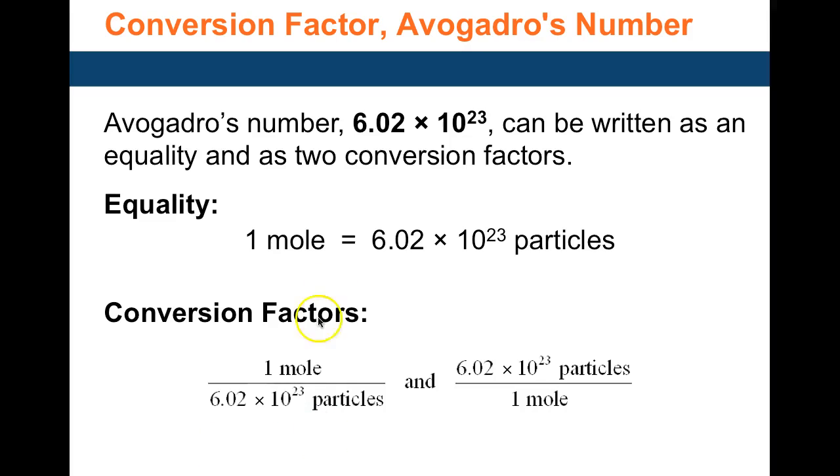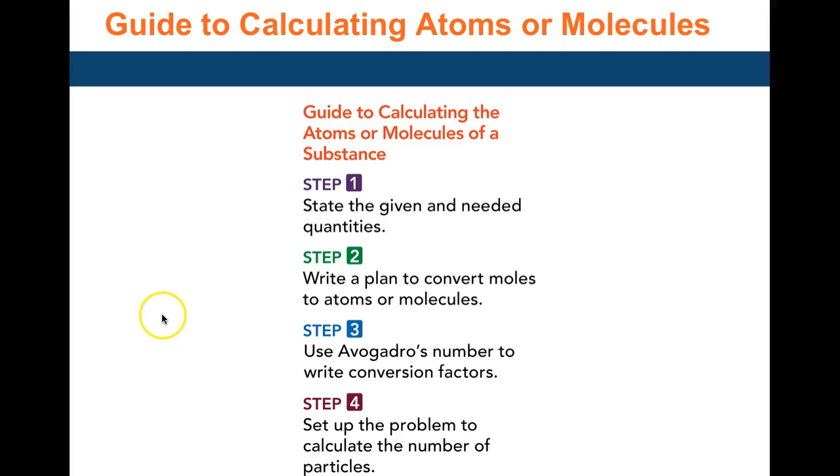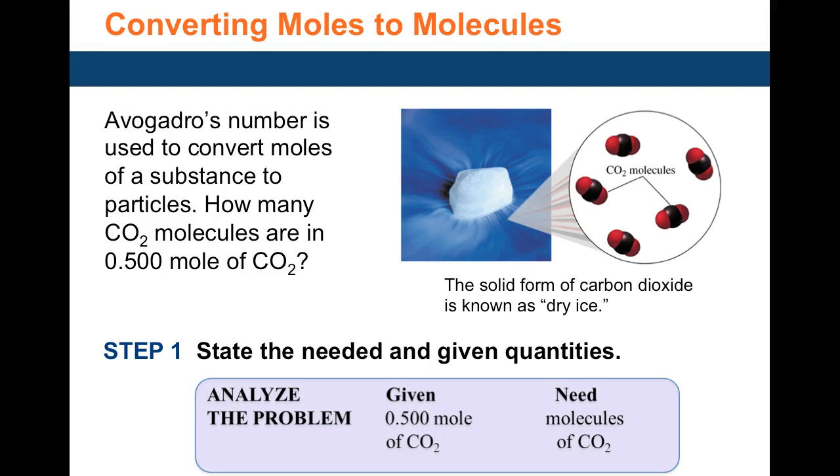All right, so mole can be used as a conversion factor, right? 1 mole over 6.02 times 10 power 23 and vice versa. So when you are converting atoms to moles or vice versa, again, use the appropriate conversion factor. State what is given to you, what you need to do to get from point A to point B. Write out your plan. Use that conversion factor, the Avogadro's number, set up the problem, and calculate for the unknown.